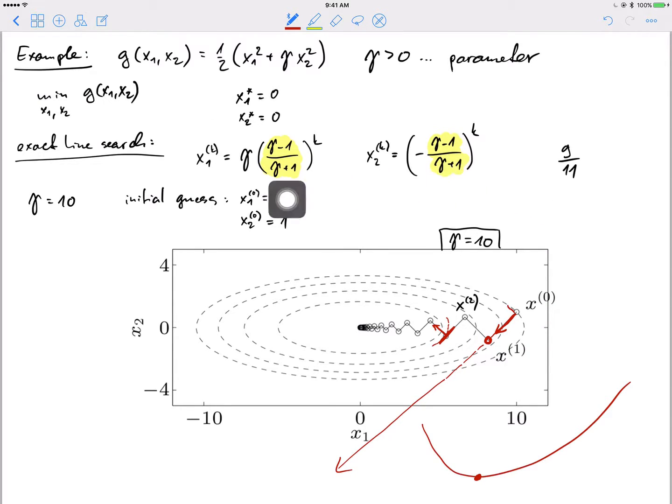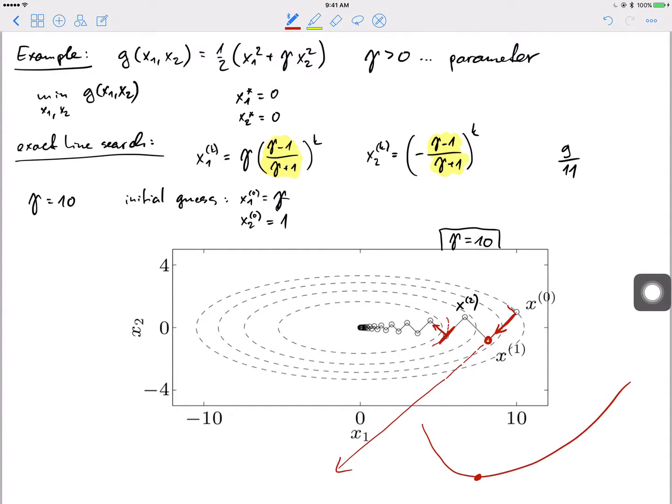Now, here is what the problem is. Depending on what the gamma is, this takes a lot of iterations to get to the solution. In this case of gamma 10, it wasn't that bad, even though it wasn't quite ideal. It does this funny zigzagging path.